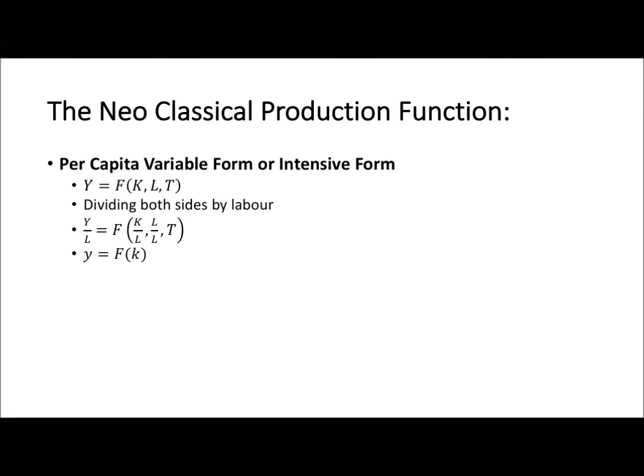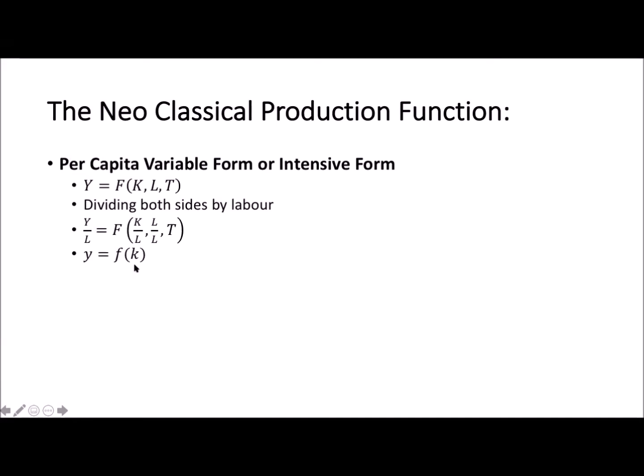Y is a function of small k. As we have done, we divide F by labor, capital and labor also get divided by labor, तो ये लेबर जब लेबर के साथ divide होगा तो it will come to 1, सिर्फ 1 हो जाएगा. So your per capita production function will look like this one: small y is equal to small f of small k.